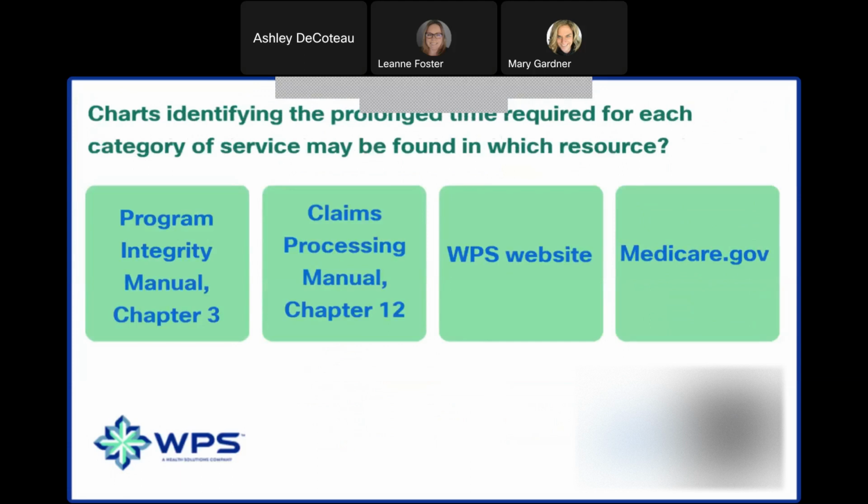All right, for our next question, and I think all of you are going to get this one right, but I want to make sure you know where these are. I keep this one saved as a favorite. Charts identifying the prolonged time required for each category of evaluation and management services may be found in which resource? Is it the Program Integrity Manual, Chapter 3, Claims Processing Manual, Chapter 12, the WPS website, or Medicare.gov?